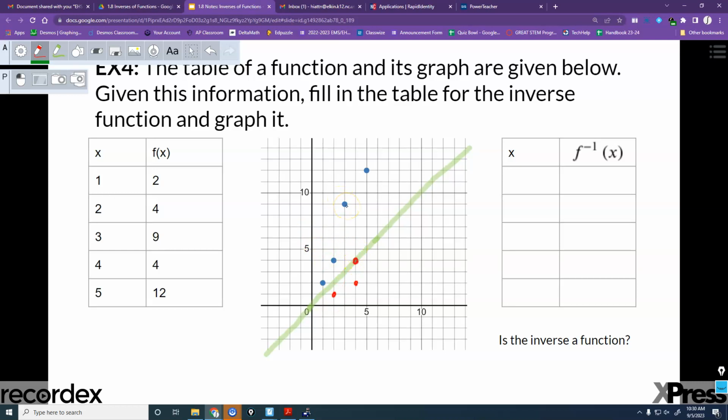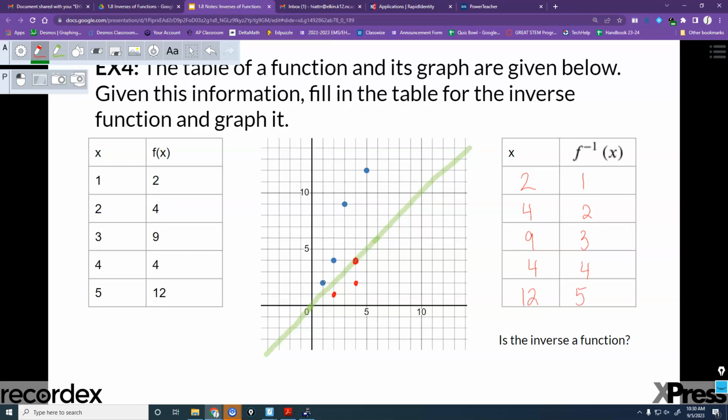But now, when I get up here, that's a little harder to see. Maybe I think about here. That one I'm really unsure of. So the other way we can think about this: if I had the point (1, 2), which was this point right here, it becomes the point (2, 1). The point (2, 4) is (4, 2). The point (3, 9) is (9, 3). The point (4, 4) stays (4, 4) because the two numbers are the same. And then the point (5, 12) is (12, 5).